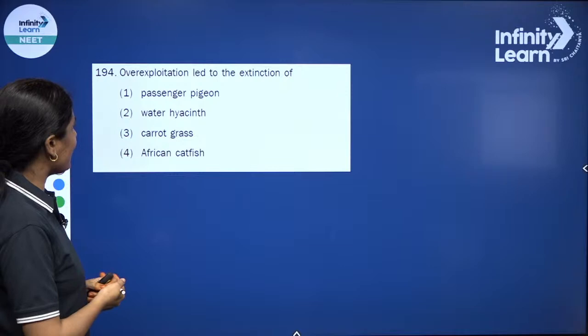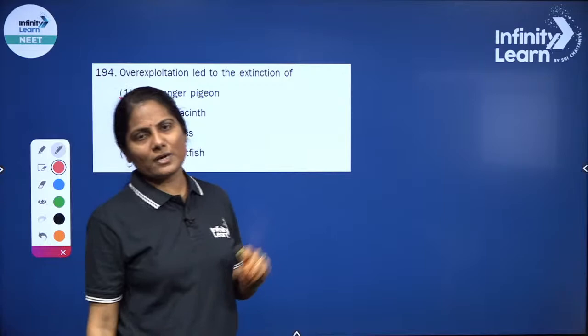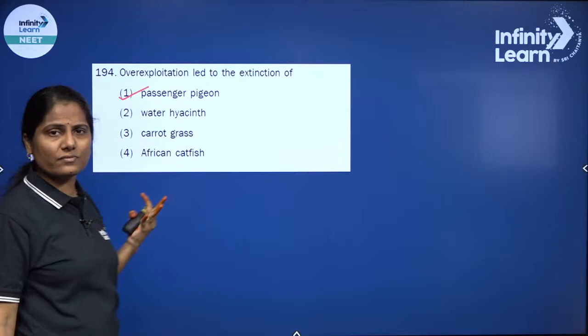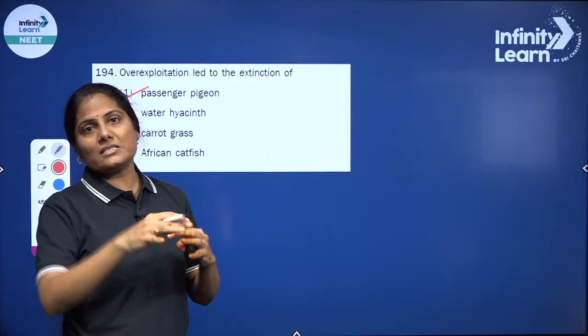Overexploitation led to the extinction of passenger pigeon and Steller's sea cow. Again, a straight NCERT line where we are talking about overexploitation. And you can rule out the other options also very easily. There we have water hyacinth, carrot grass, African catfish, basically the aliens which are invading and causing a threat to the native indigenous species, right?